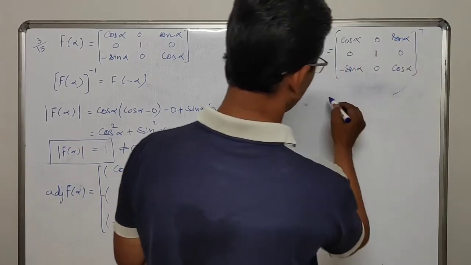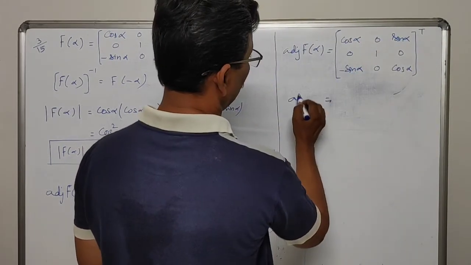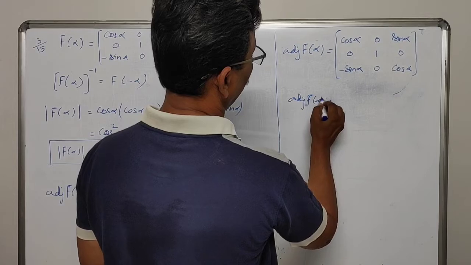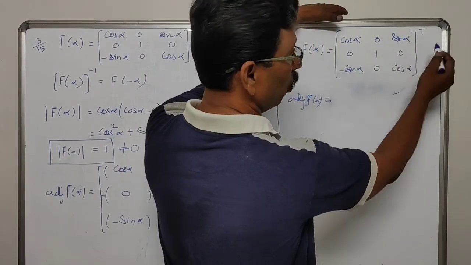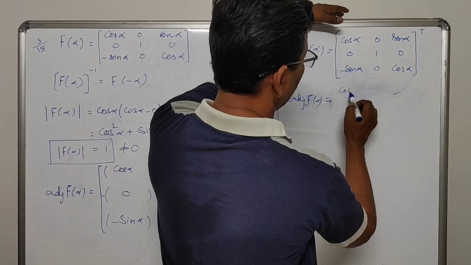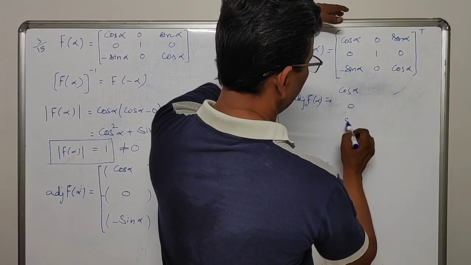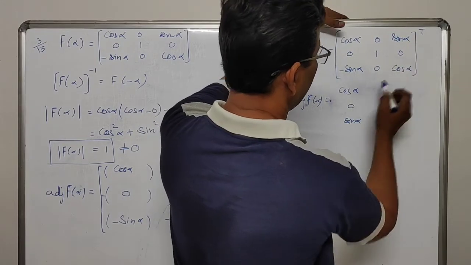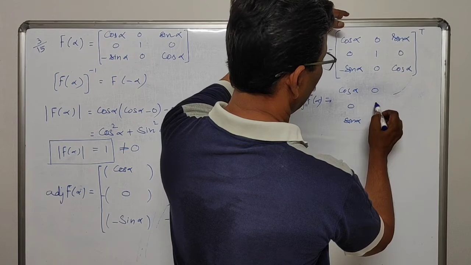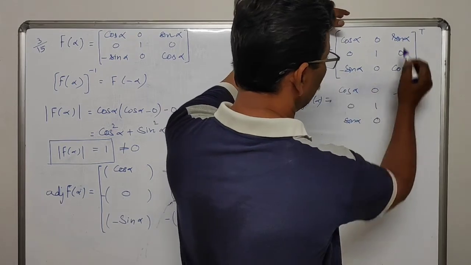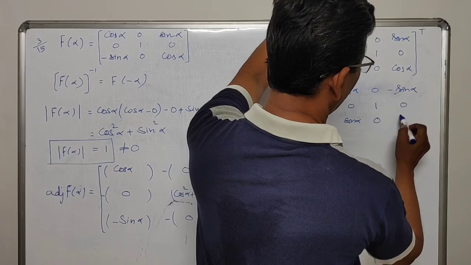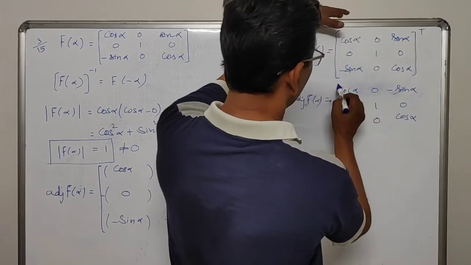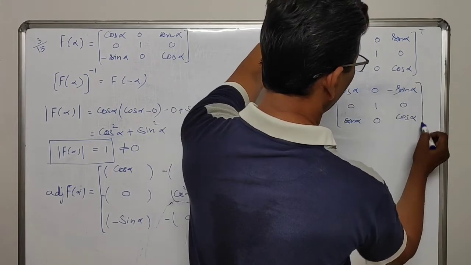Please don't forget to take the transpose. Now the adjoint of f of alpha is equal to the transpose, so interchange rows and columns. You can write: first row cos alpha 0 sin alpha, second row 0 1 0, third row minus sin alpha 0 cos alpha. Now this is the adjoint of f of alpha.